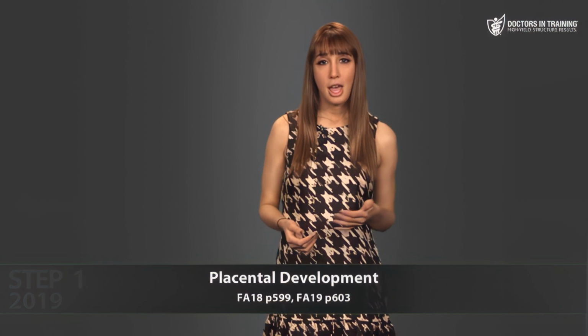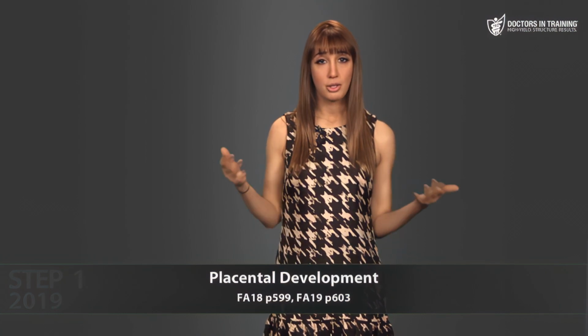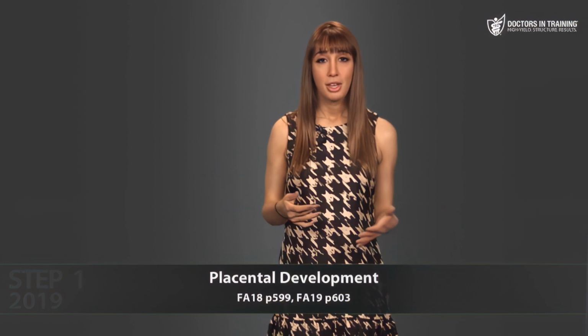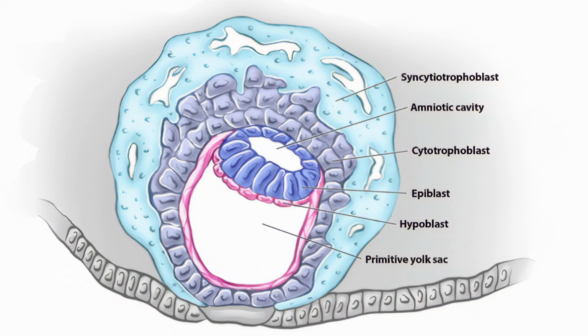But eventually, the embryo needs more nutrients in order to grow and develop, and in order to obtain those nutrients from the endometrium, it needs a placenta. Implantation occurs when the blastocyst burrows into the endometrium.